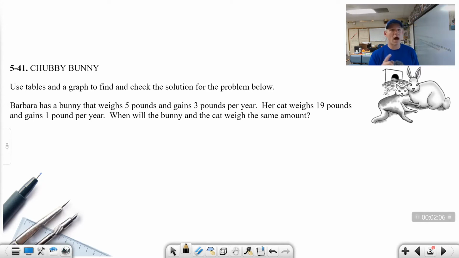You should have written y equals 3x plus 5. Okay? That's the rule for our bunny. Her cat weighs 19 pounds. Write the beginning value. And gains 1 pound per year. That's the growth. So if you know the beginning value is 19 and you know the growth is 1, let's write the rule. You should have written y equals 1x plus 19. When will the bunny and the cat weigh the same amount? Notice, this is the big picture question. When are they the same?